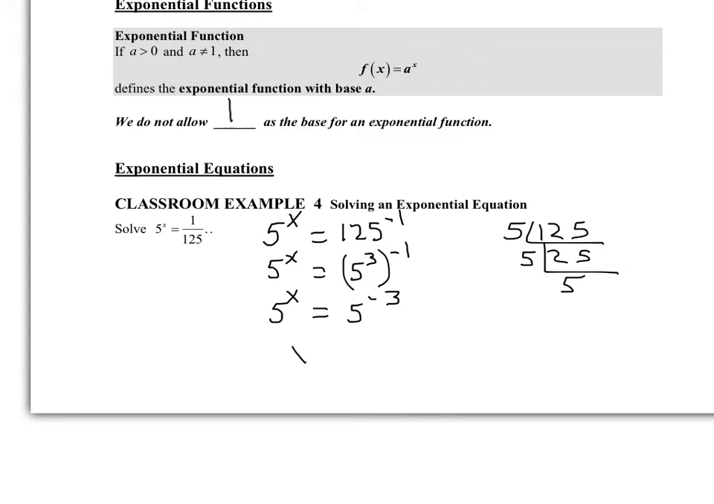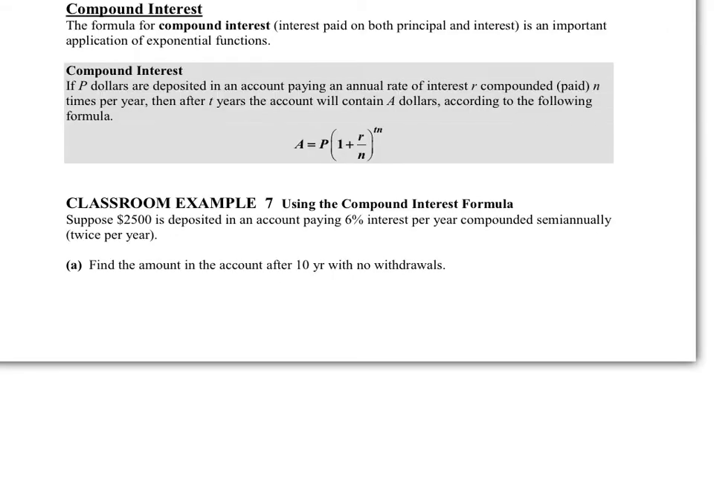So I have now discovered that x must equal negative 3. Since the base is already matched, the only way this can be true is if the exponents are equal to each other. Let's look at the next example.